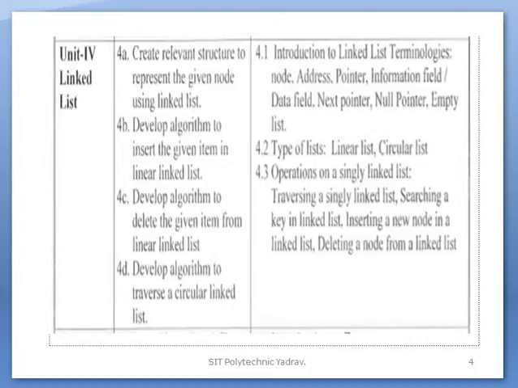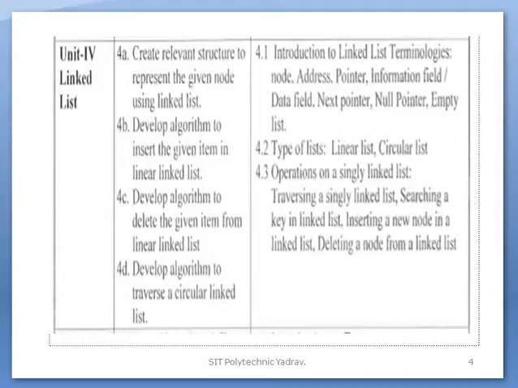Linear list means what? Singly linked list. In the syllabus, the doubly linked list is not mentioned, but doubly linked list is also a type of list. On that point, no question is asked, but it is a type of list, so for our understanding purpose only, those points will be studied in today's lecture.